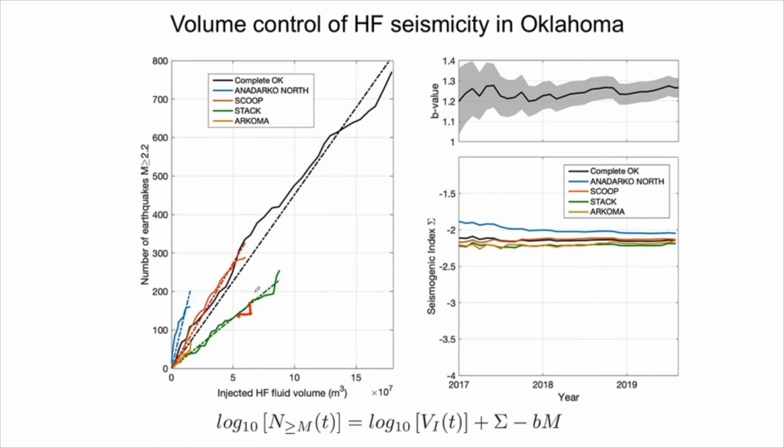And you see the green line has the lowest seismogenic index, which is here, and the blue line has the highest seismogenic index up here. The B value fluctuates somewhat, but around a constant value of about 1.25, and those uncertainties will be taken into account. But what this is saying is Anadarko North has a higher seismogenic index than the Arkoma area, for example, and it'd be more likely to produce seismicity in response to the same perturbation.